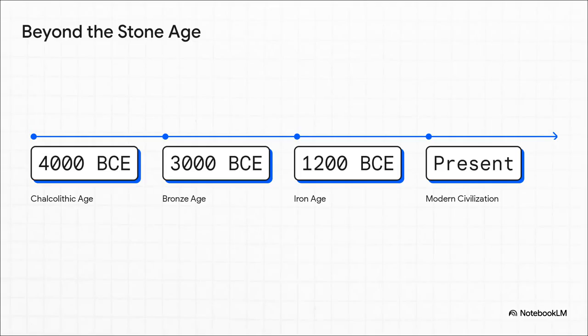So what happens next? Well, humanity finally begins to leave the Stone Age behind. By 4000 BCE, we hit the Chalcolithic Age, where humans first started using copper right alongside their stone tools. That paved the way for the Bronze Age, at 3000 BCE, where we mixed copper and tin to make much stronger metals. And then by 1200 BCE, the Iron Age brought even stronger, cheaper tools, propelling us straight into the complex empires and the written history that make up modern civilization today.